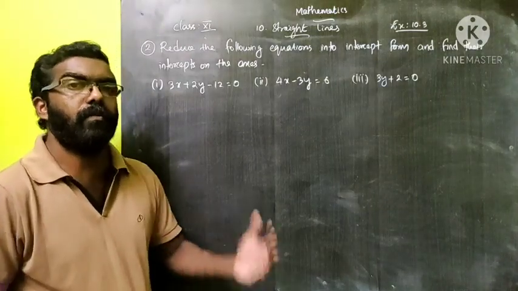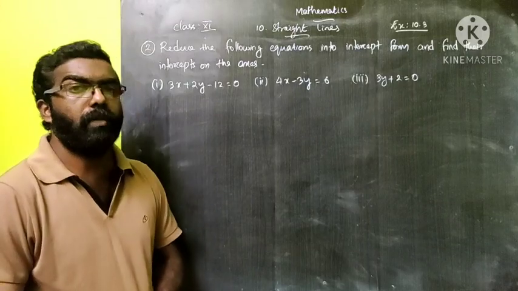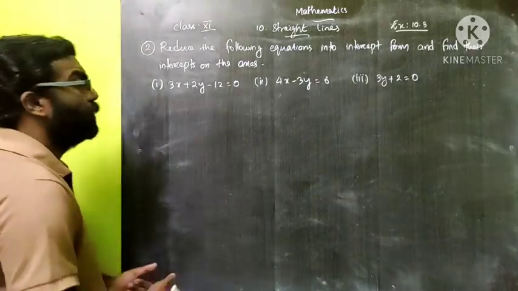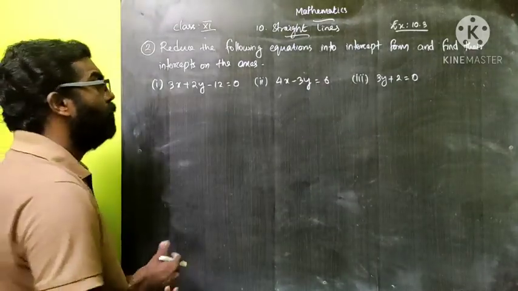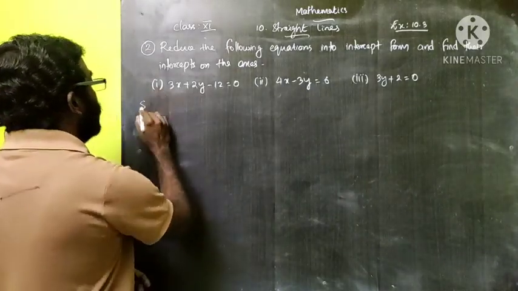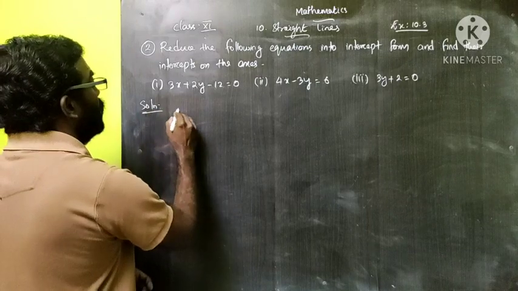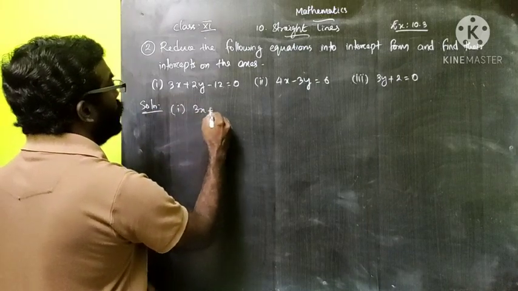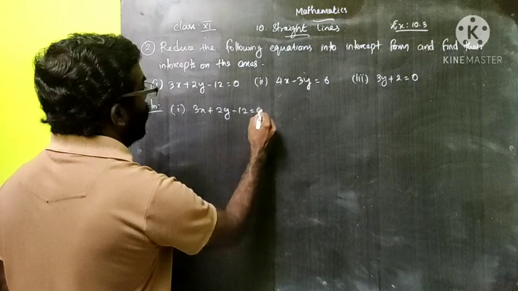Here the second question is, reduce the following equations into intercept form and find their intercept on the axis. That means intercept form means x by a plus y by b is equal to 1. So we have to reduce these equations in that form and we have to write the intercept also. We can consider the first one.